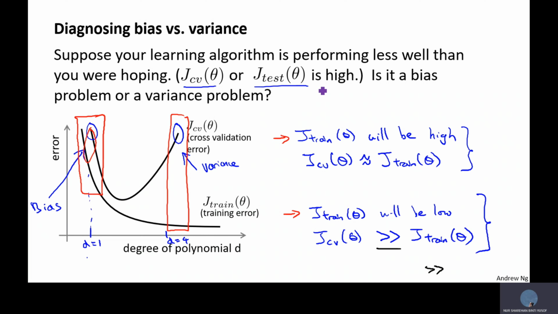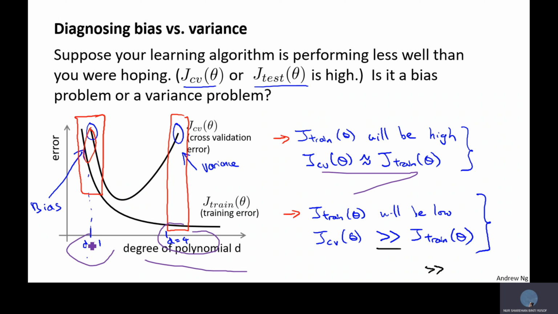Today I will explain why the higher the degree of the polynomial D, the lower the training error of the learning algorithm. As we can see, the horizontal axis is the degree of polynomial D, with fitting higher and higher order polynomials, for example D equal to 4 and D equal to 1.